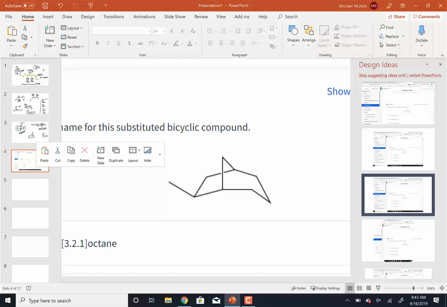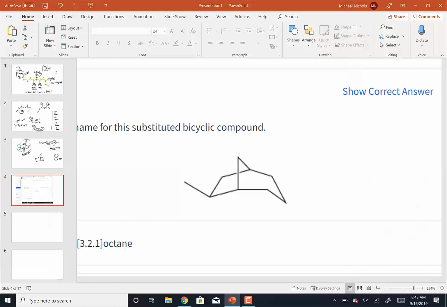Okay, so here's this one. Let's see if I can draw on it. All right, it will let me draw. Really big. Okay, so what is this one going to be?